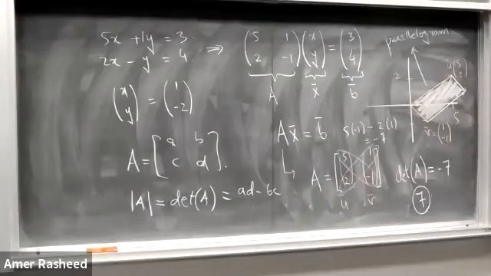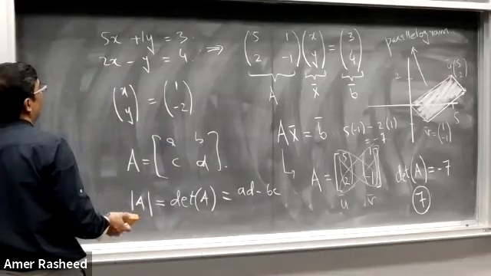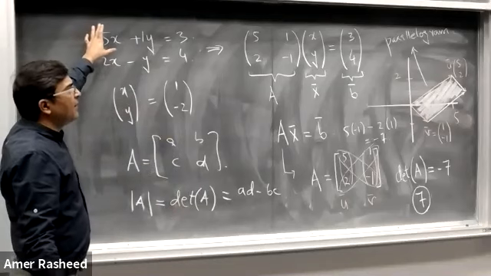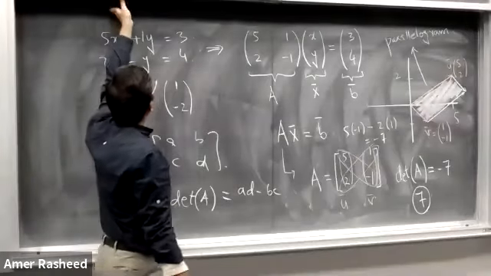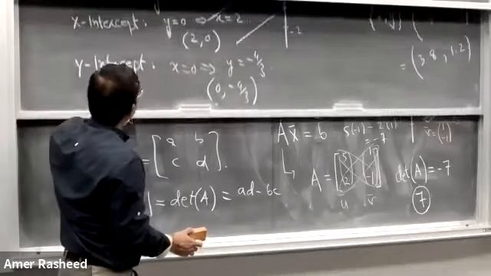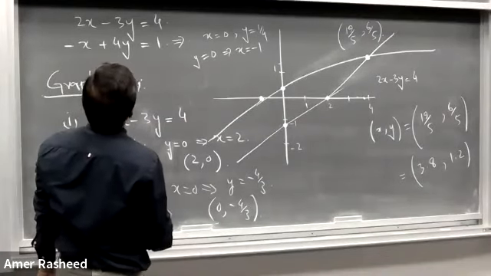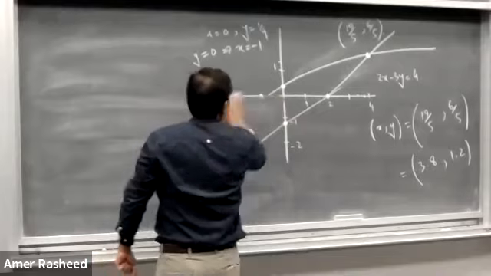Now, what if these two vectors are like the second case, which we discussed for infinitely many solutions? In infinitely many solutions, what did we discuss there? That the second equation is a multiple of the first equation. Let's write it again. Second case.